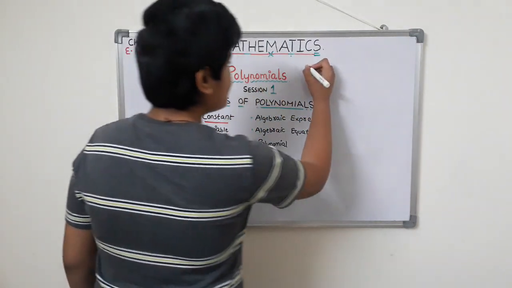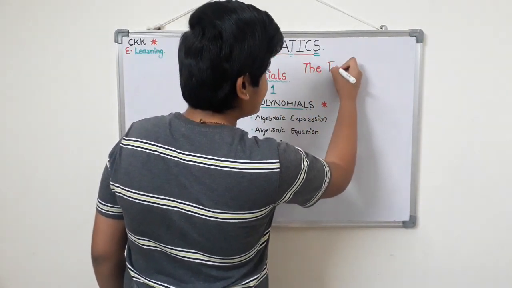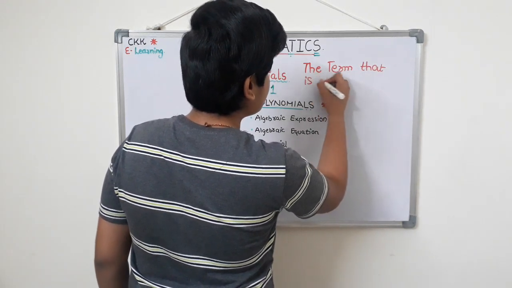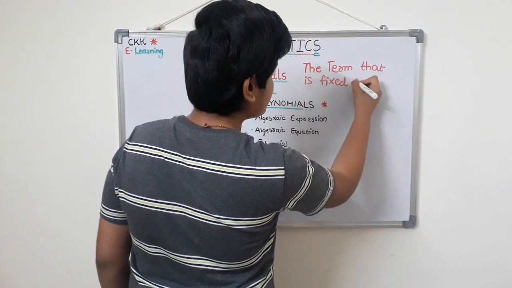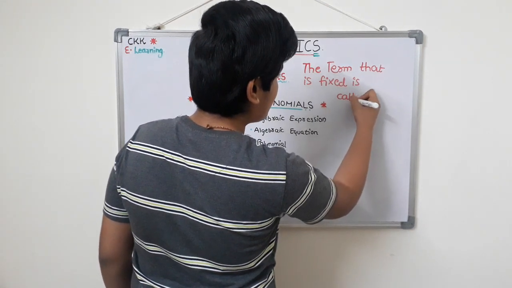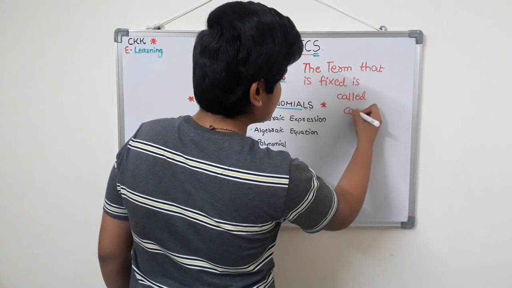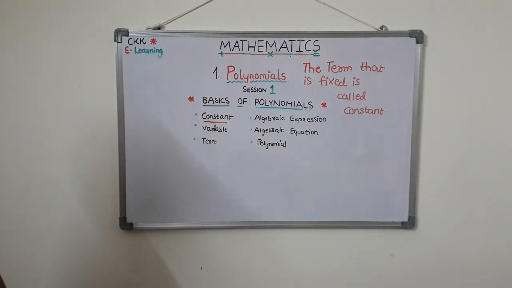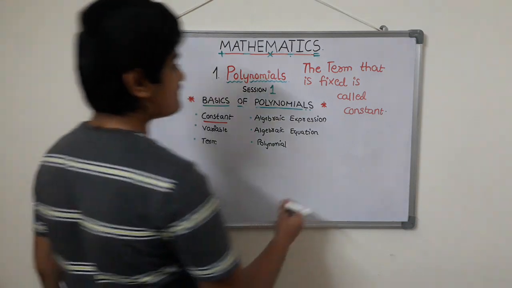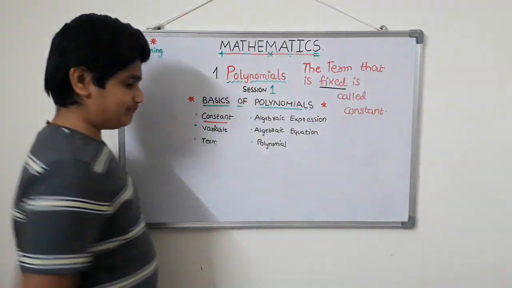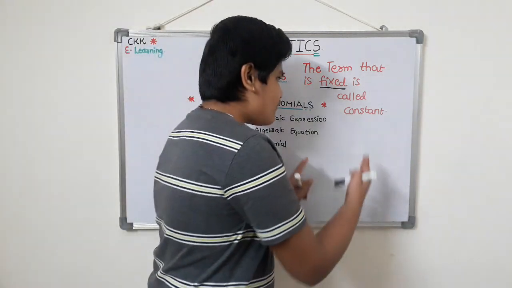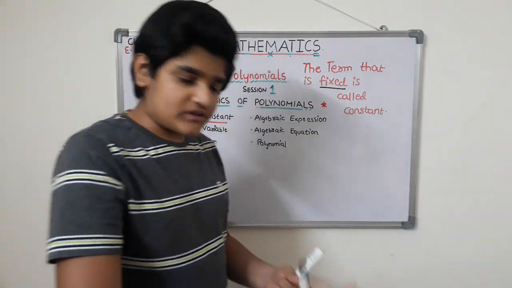Let me put it on the board. The term that is fixed is called constant. Yes, the term that is fixed is called constant. Here the important word that you have to see is fixed. To understand better what is a constant, let us take an example and proceed forward.